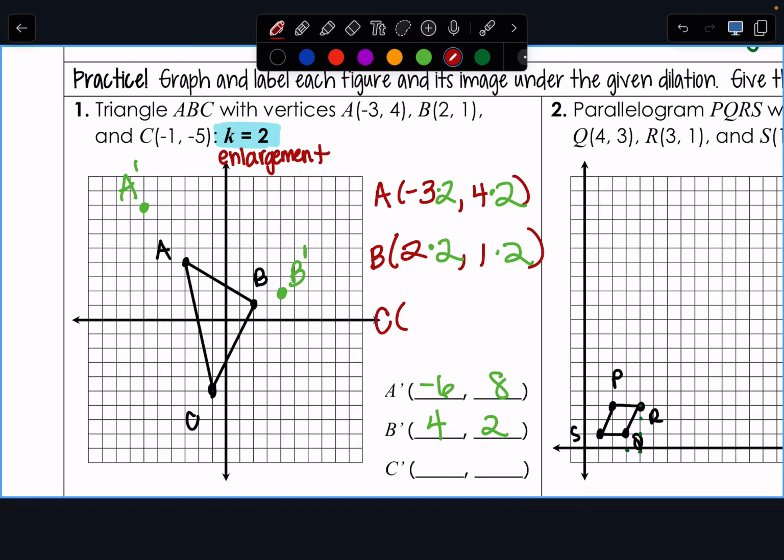Our C coordinate is -1, -5. Since K is 2, we're going to multiply both of these numbers by 2. So what is -1 times 2?